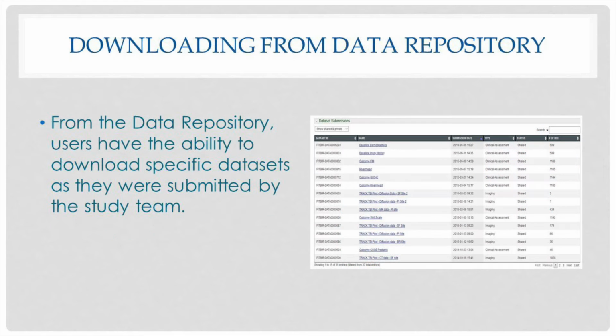The first example will be a review on how to download data from the data repository. Data from shared studies can be downloaded from the data repository by clicking on the desired study title from the data repository table, then choosing the datasets of interest from the submitted dataset section of the study profile page. As a note, when downloading from the repository, users will download the dataset exactly as it was uploaded by the study team. This would mean that data for specific assessments may be separated across multiple submissions or datasets.